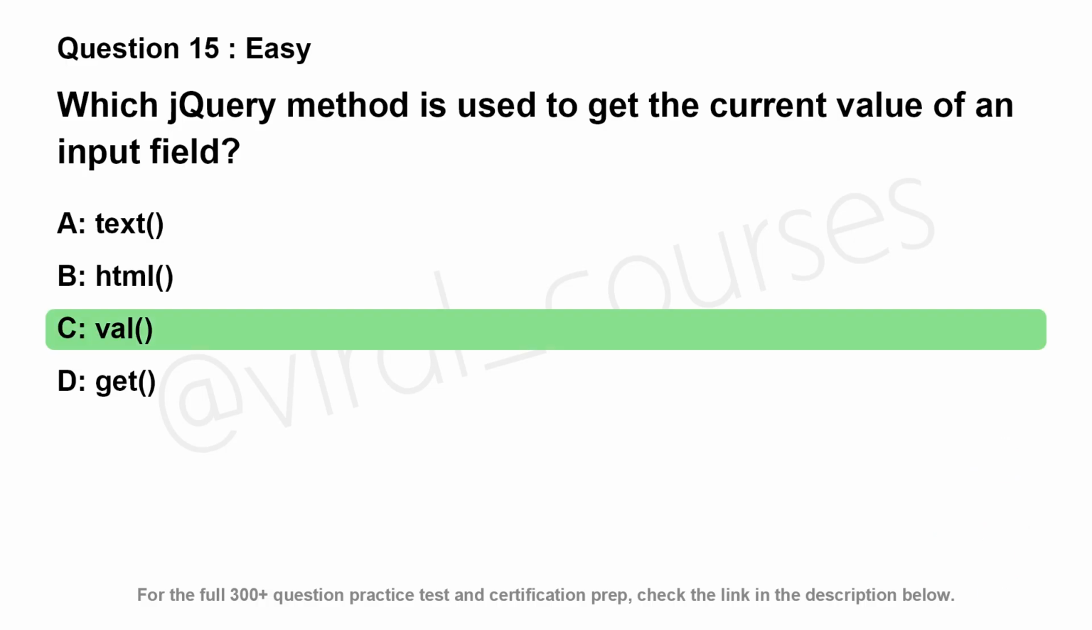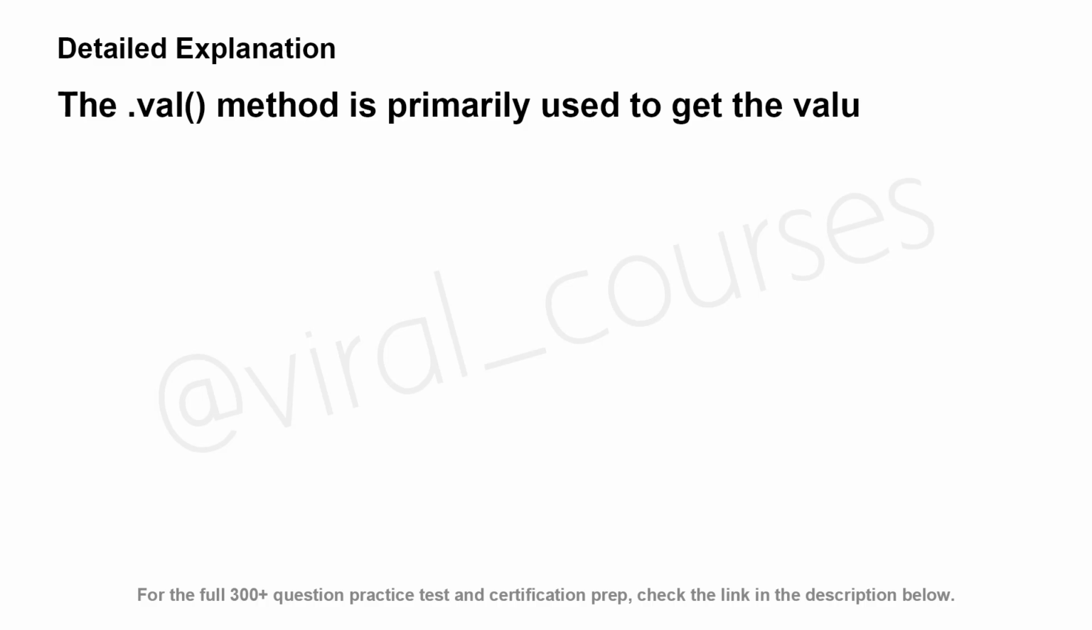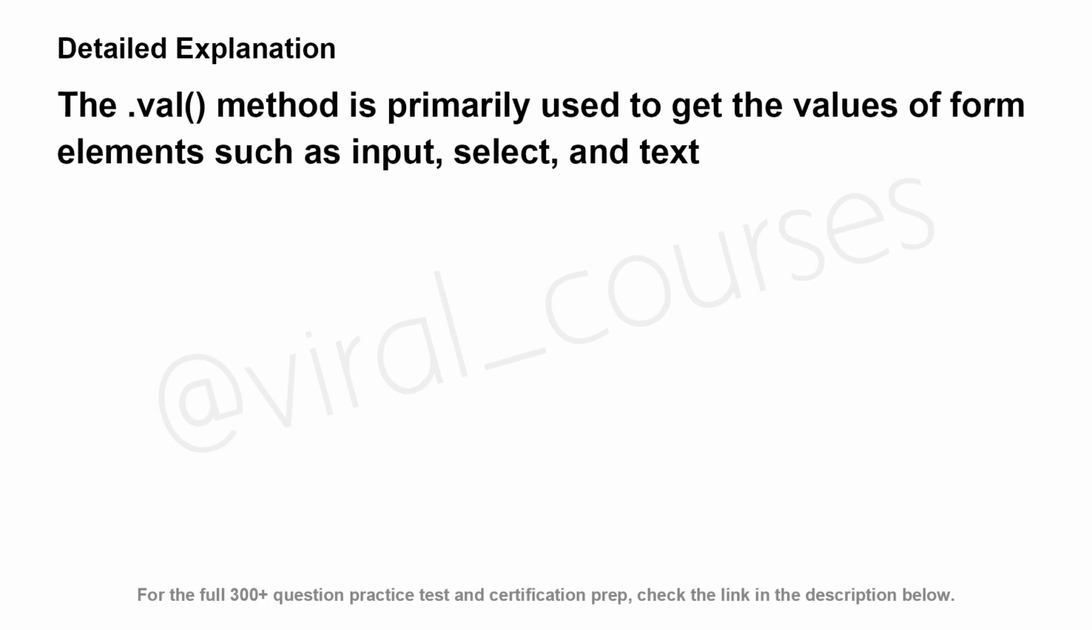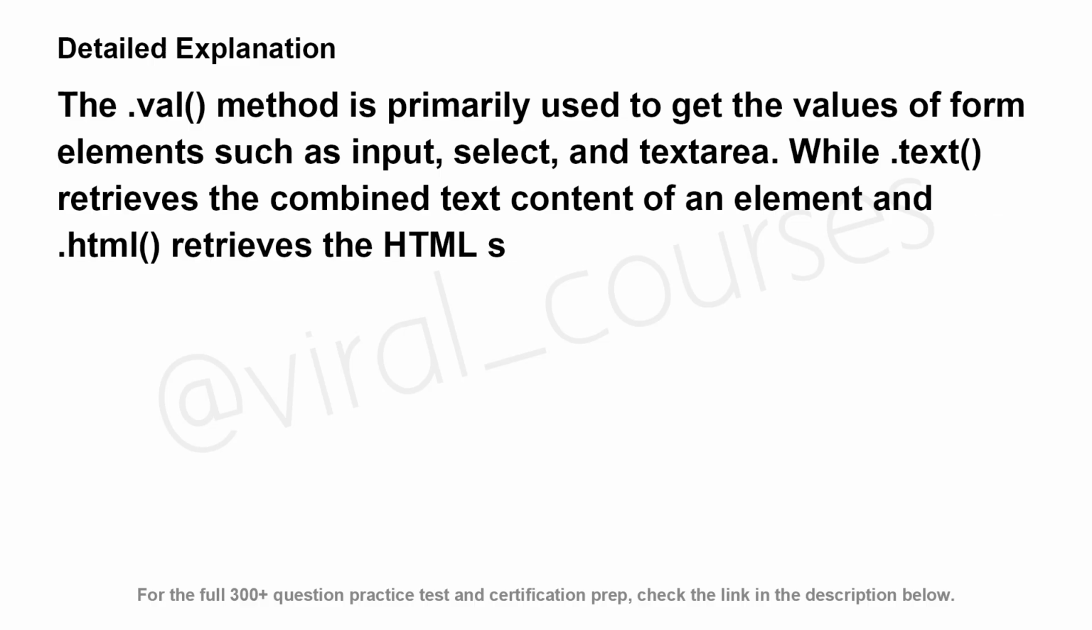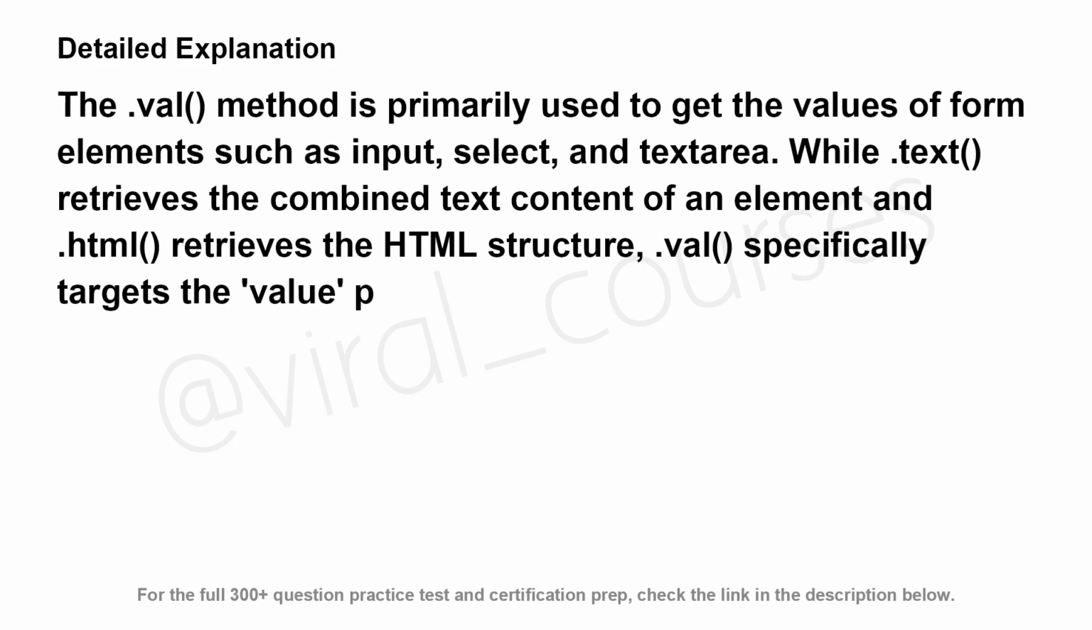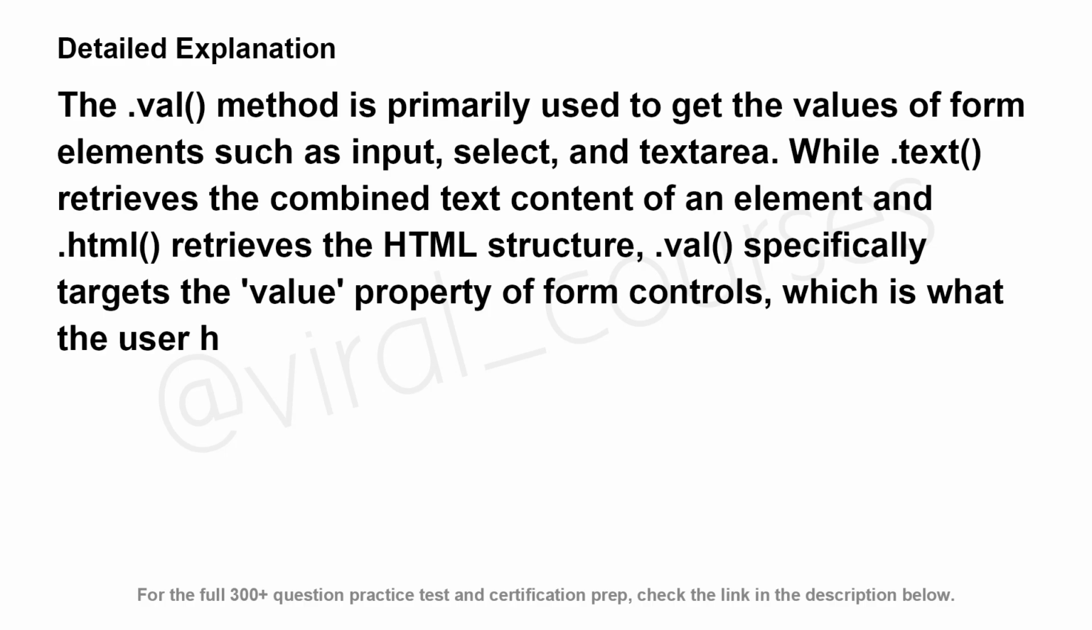The correct answer is C. The .val method is primarily used to get the values of form elements such as input, select, and text area, while text retrieves the combined text content of an element and HTML retrieves the HTML structure. .val specifically targets the value property of form controls, which is what the user has typed or selected.